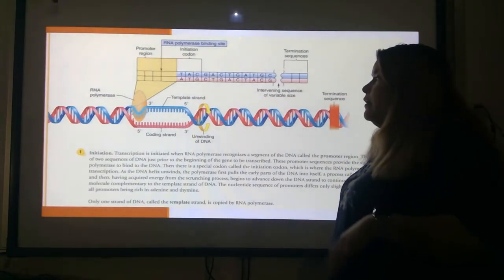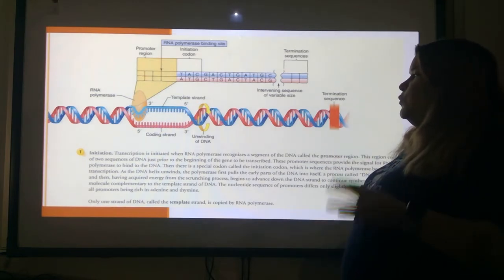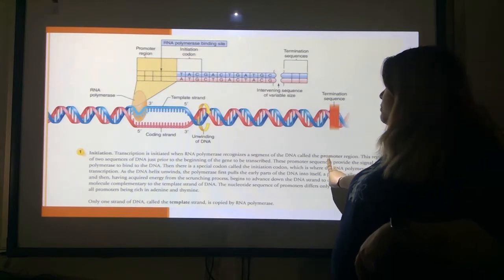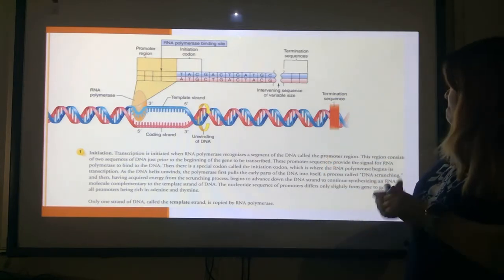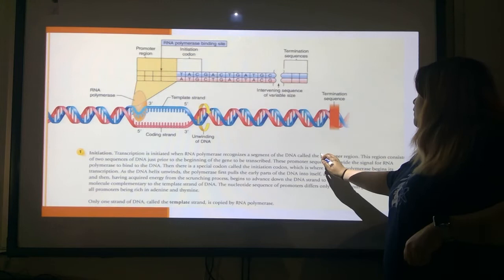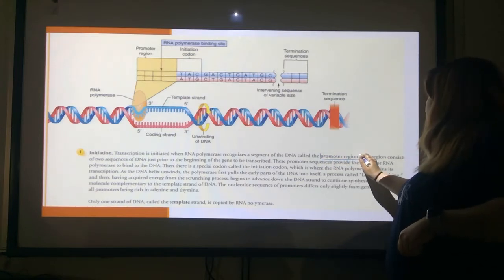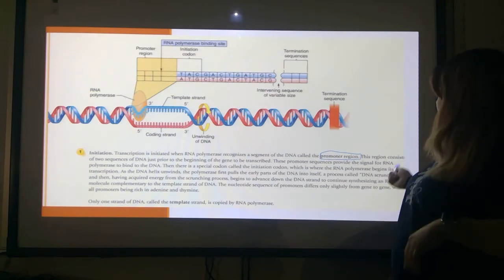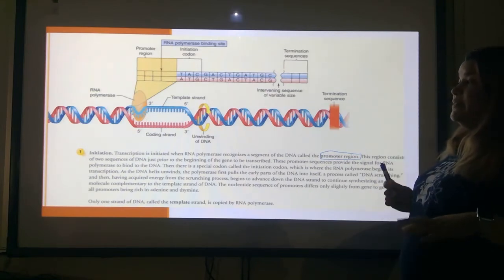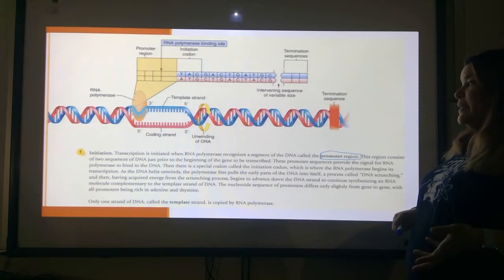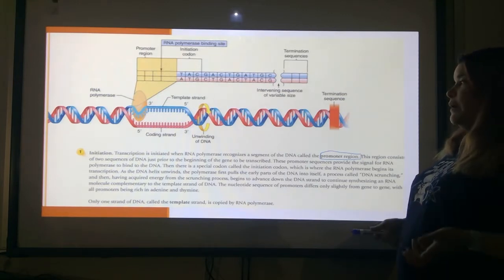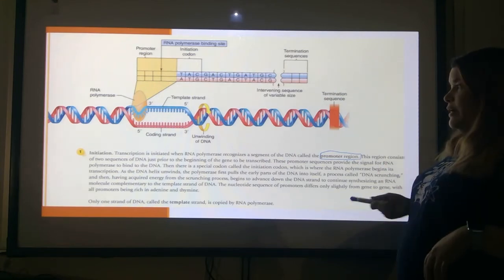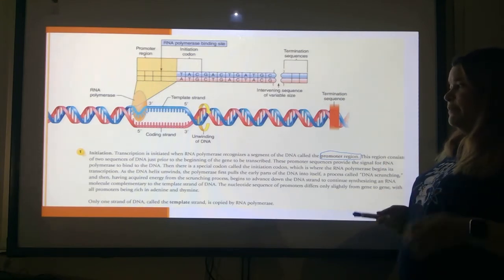Initiation. Transcription is initiated when RNA polymerase recognizes a segment of DNA called a promoter region. This region consists of two sequences of DNA just prior to the beginning of the gene to be transcribed. These promoter sequences provide the signal for RNA polymerase to bind to the DNA.